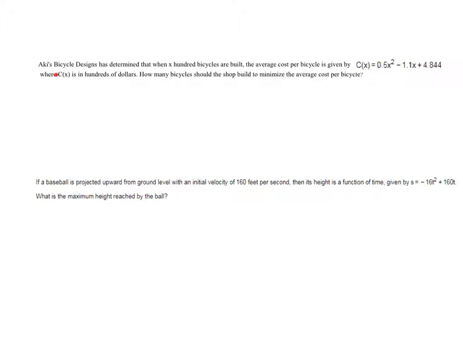So for this first one, we have a bike shop has determined that when X hundred bikes are built, so X is going to represent the number of bikes, the cost per bicycle is given by this function C of X equals this. So C of X is going to be represented in hundreds of dollars. So this is essentially my Y value, and that's going to be hundreds of dollars for cost. And then my X value is going to be the hundreds of bikes. How many bikes should the shop build to minimize the average cost? Okay, so minimize is going to be my keyword.